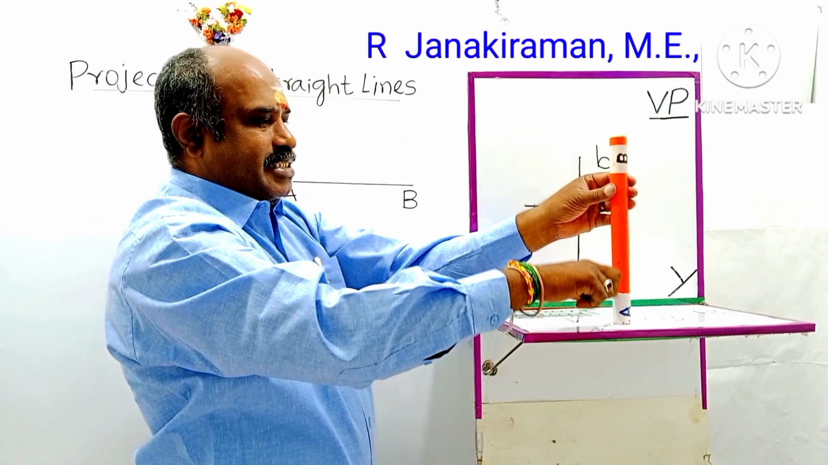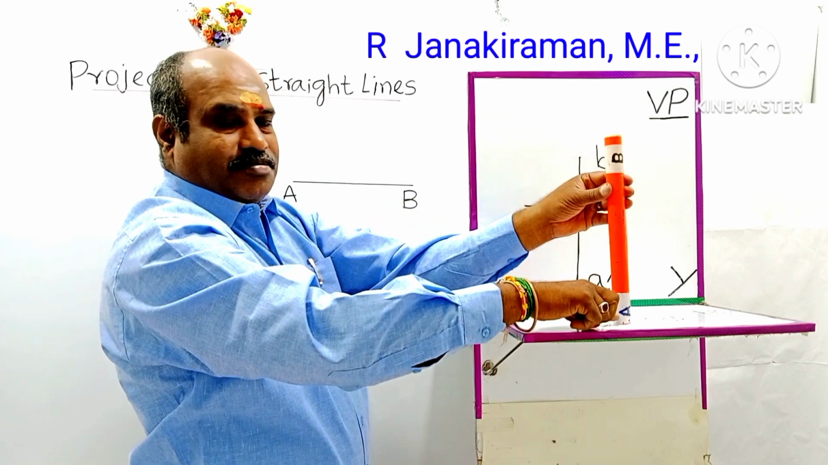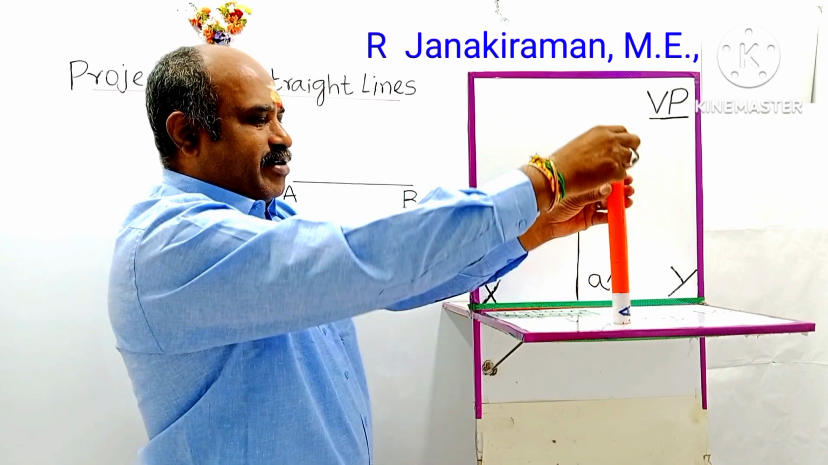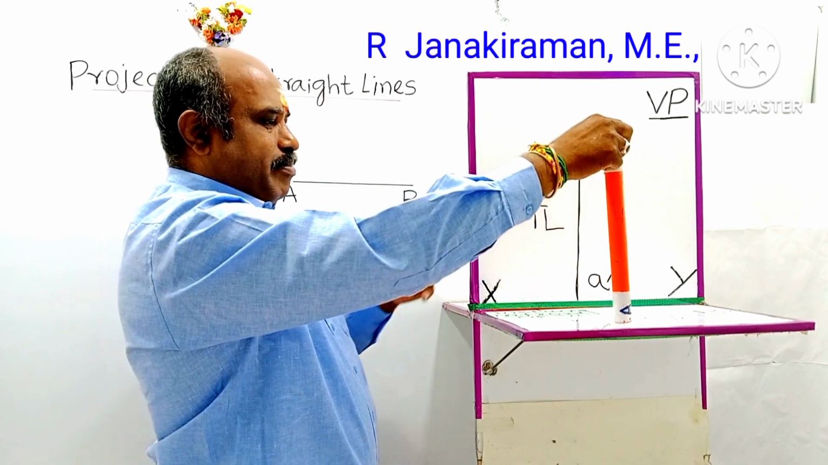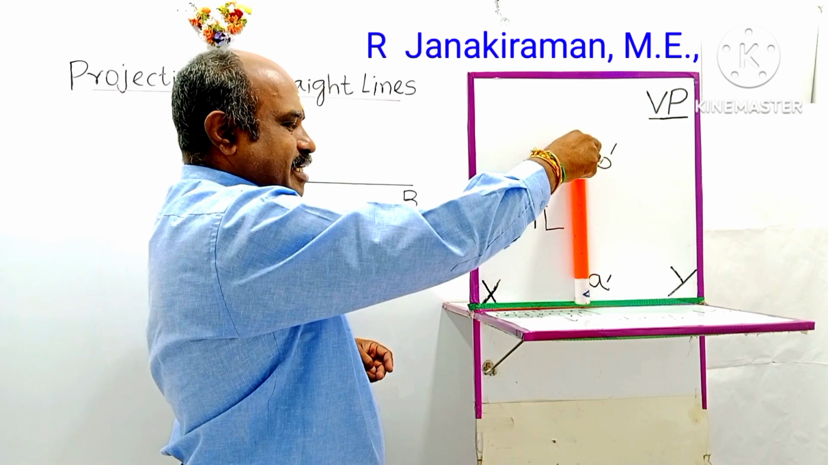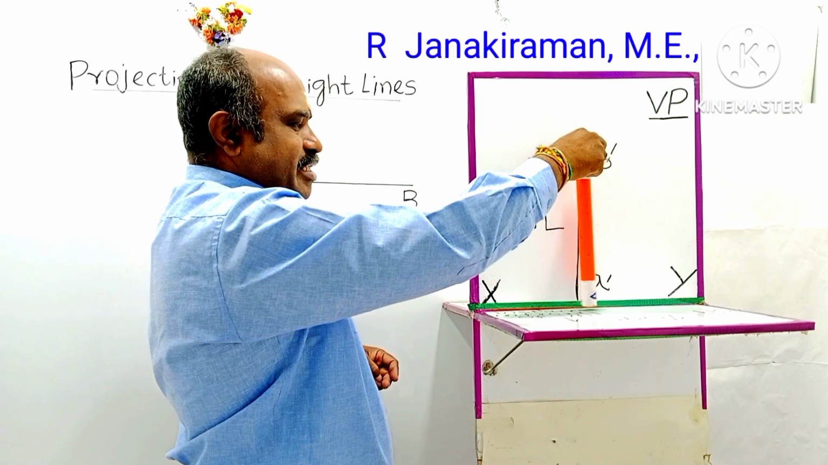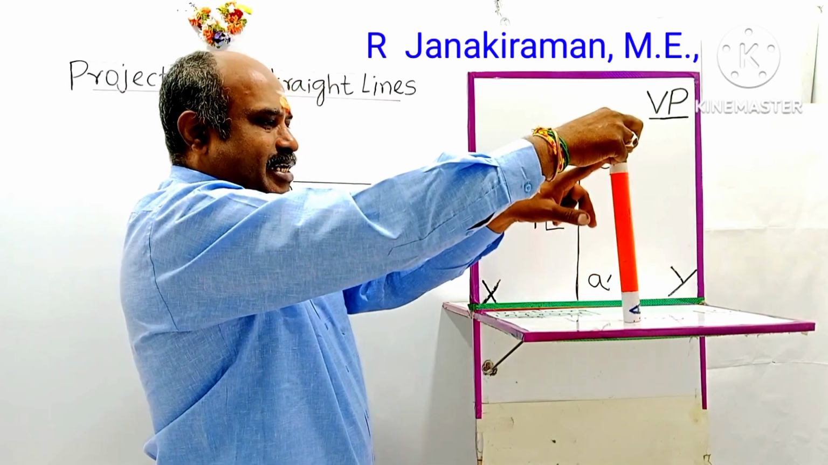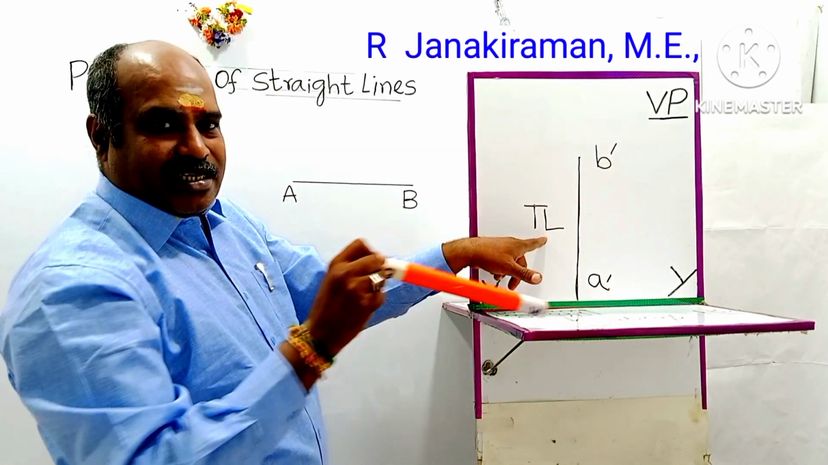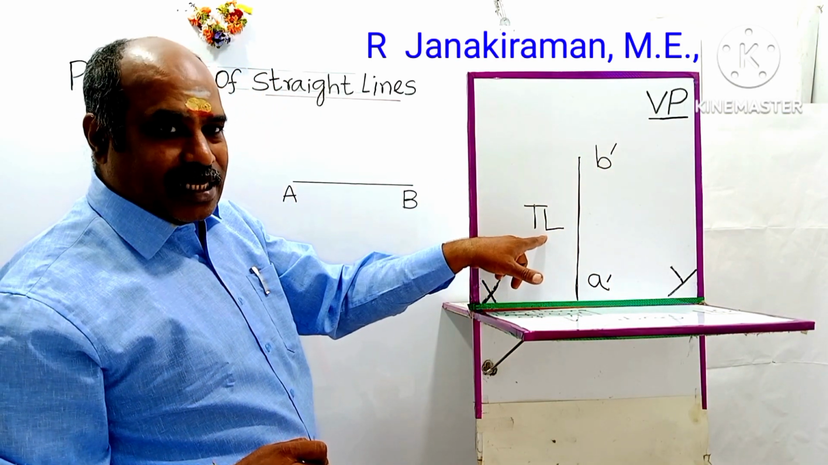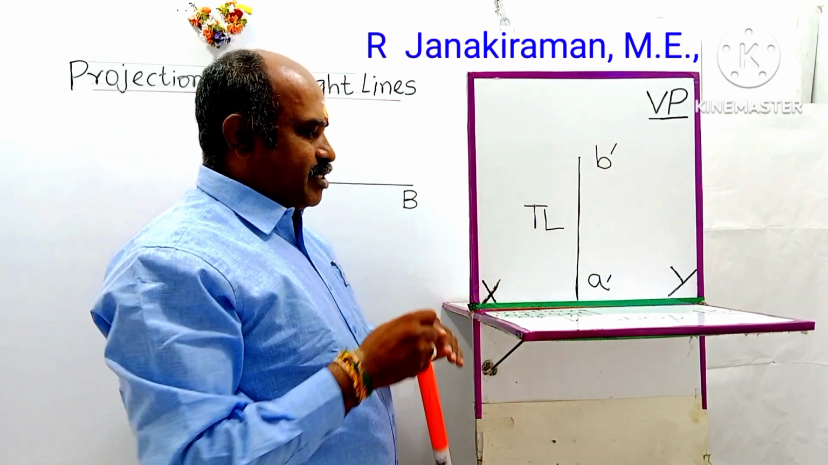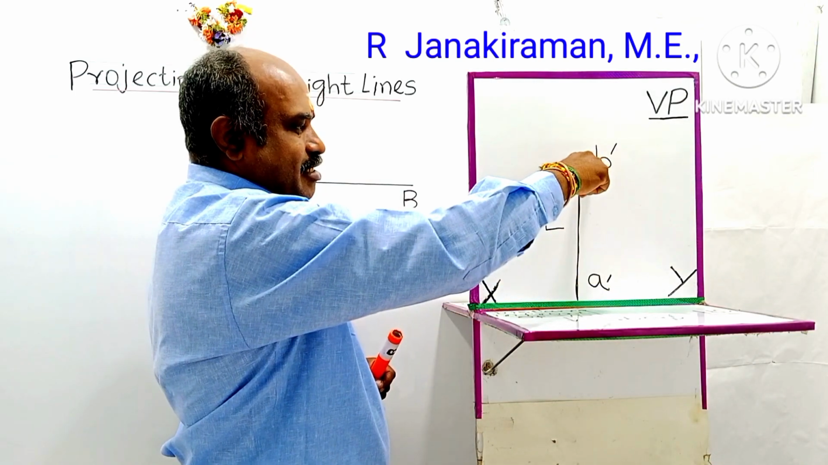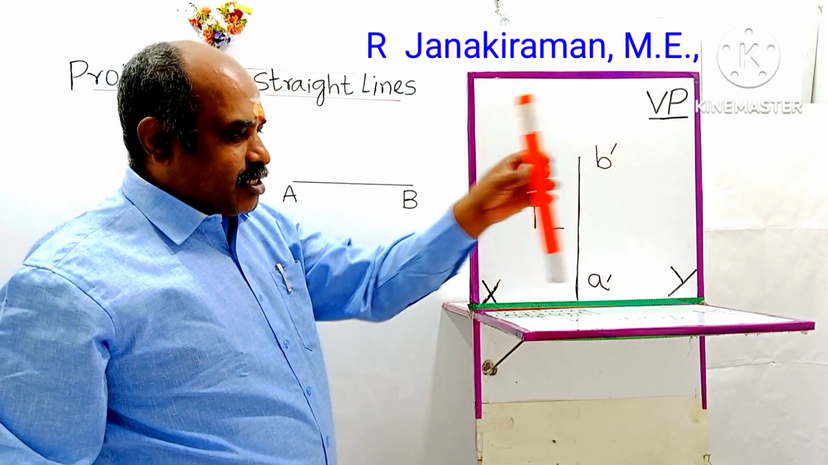It will be the same as this orange color portion. It's called a true length. Whatever the length of the line can be, projected and marked as A dash and B dash, if you join, you get the same length as this orange color length, called a true length, TL. TL stands for true length. Okay, so this view A dash B dash is called a front view.